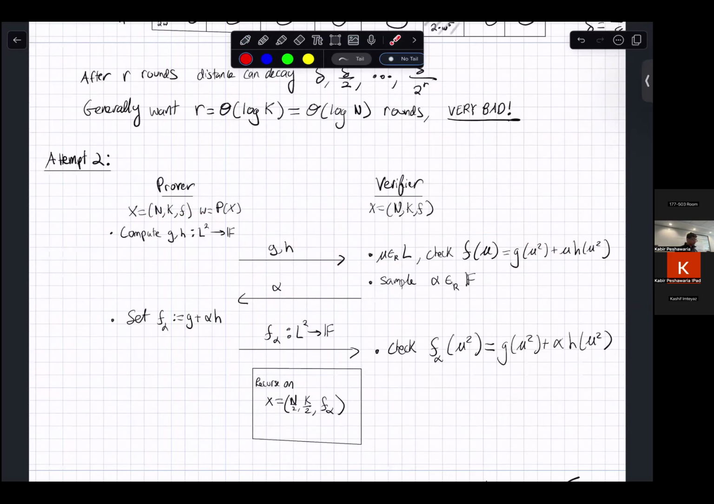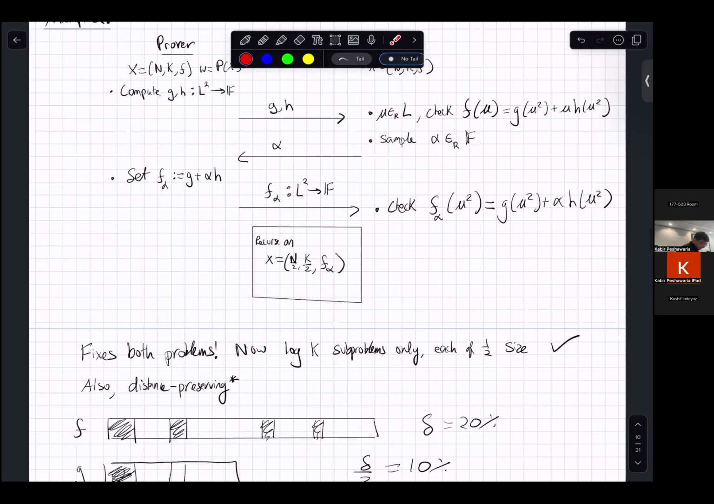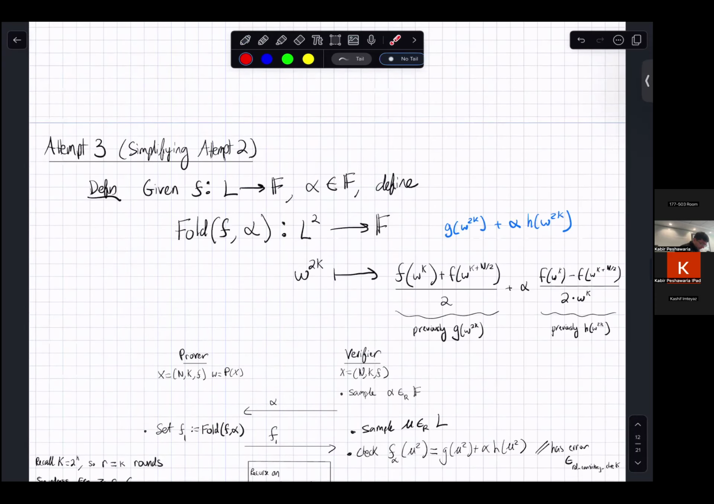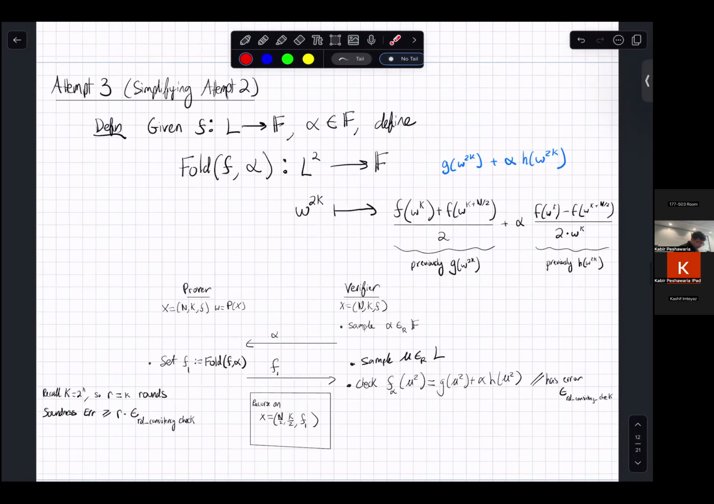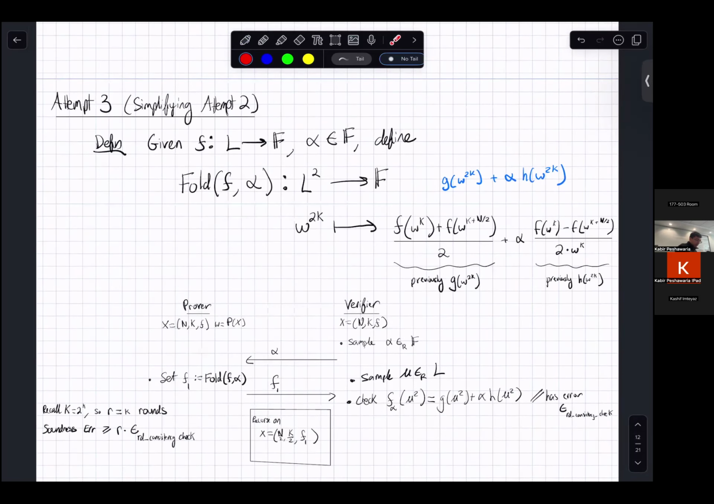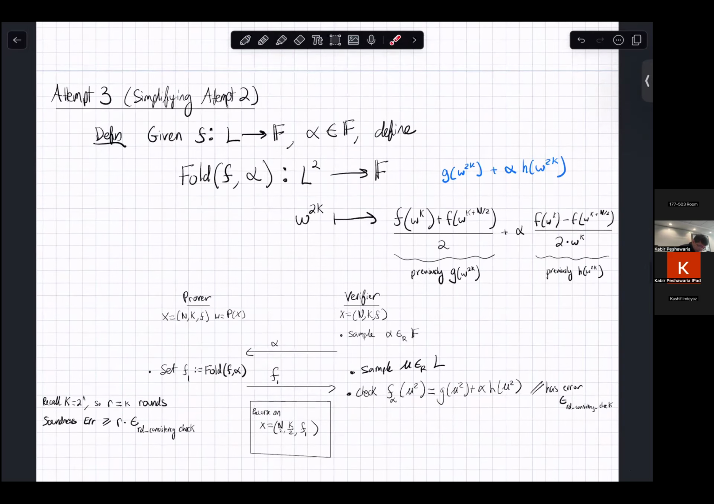Wait, so why can we eliminate that verifier's check? Oh, great question. Basically, the verifier is going to be checking it all at once. If you see this check that the verifier actually ends up doing, it's doing both checks at once, that both G and H were valid.